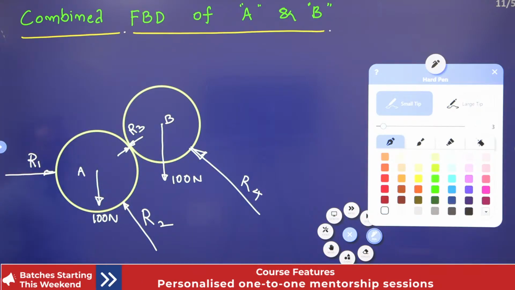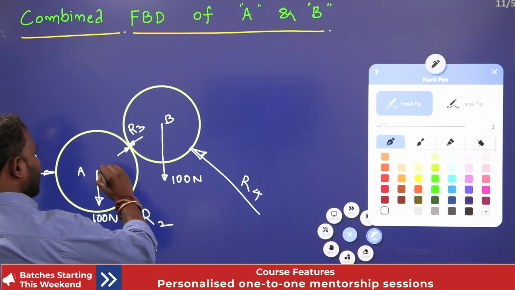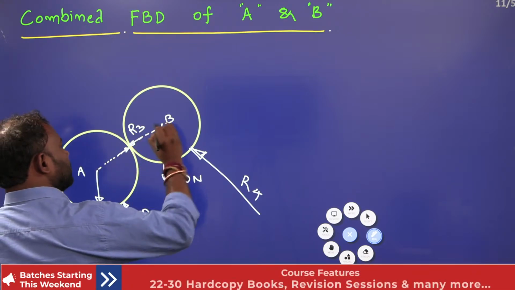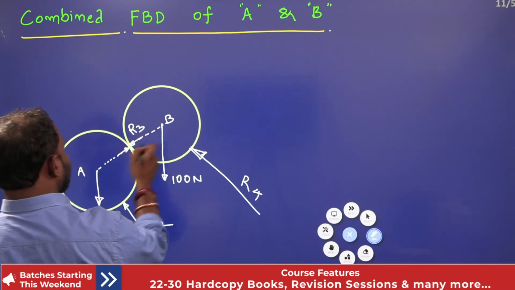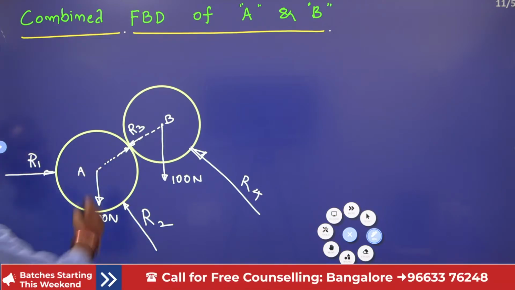Now here, A and B. As we know, this radius we know, this radius we know. How much is this radius and this radius, guys? This radius is 100. This radius is 100.